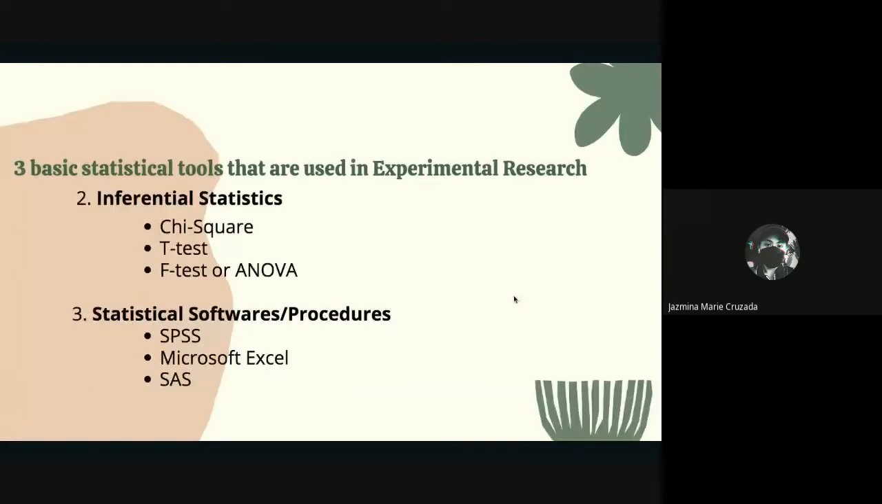The second statistical tool is inferential statistics, and the most common methods used here are the chi-square test, t-test, and f-test, or the ANOVA, the analysis of variance. The last tool is statistical software, such as SPSS, Microsoft Excel, and SAS. But as far as I know, if I'm not mistaken, SPSS is the most commonly used software ng mga researchers. So correct me if I'm wrong, okay?